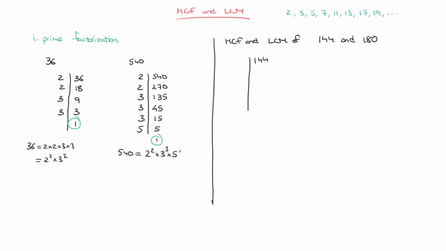So 144 divided by, written as a product of its prime factors. So remember, I'm using the list of numbers up here. And I'll go fast this time.